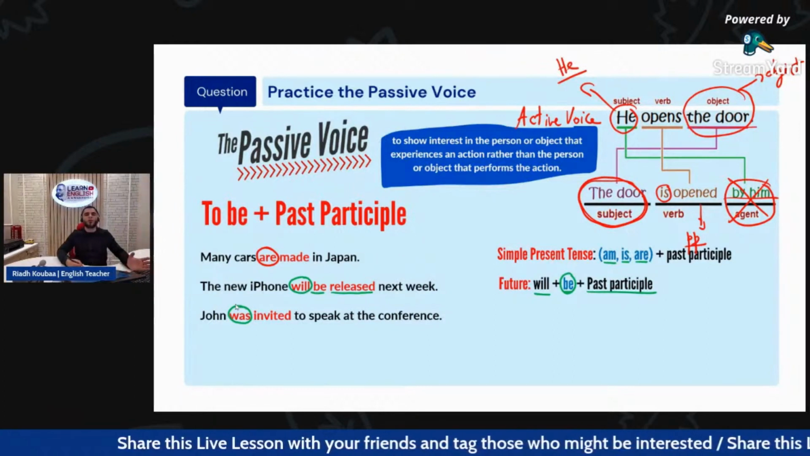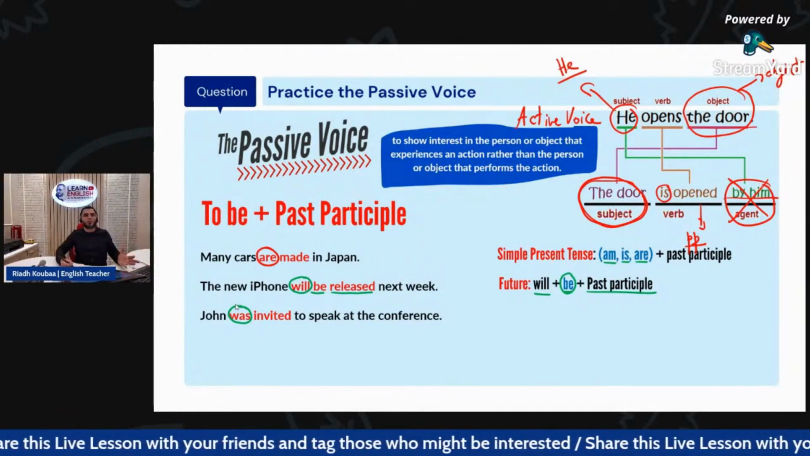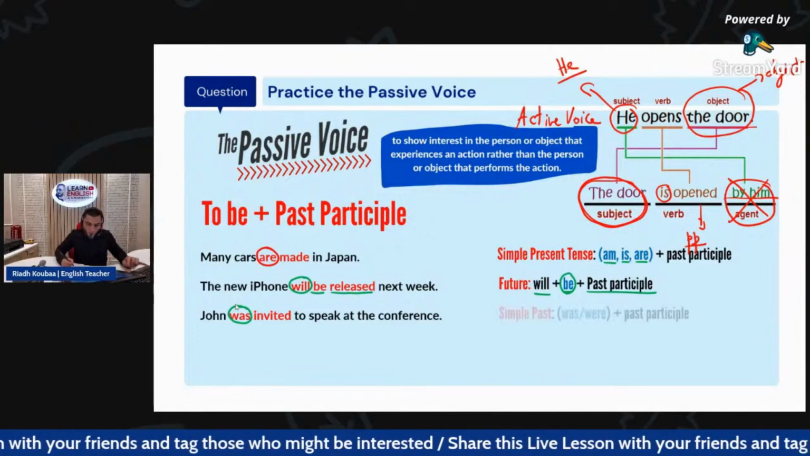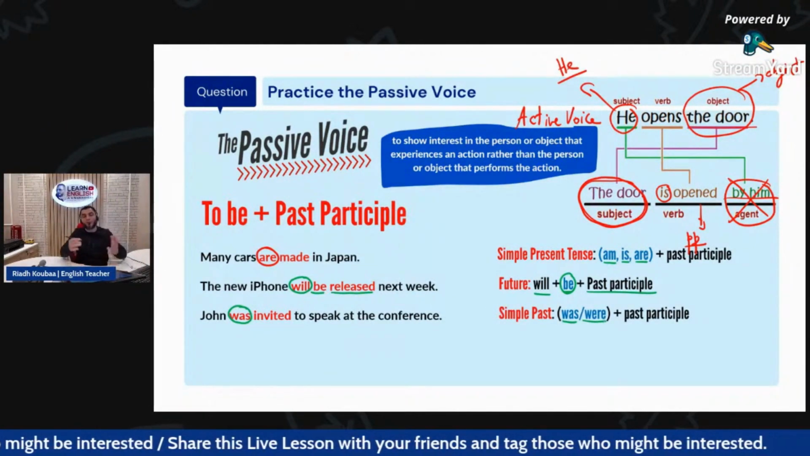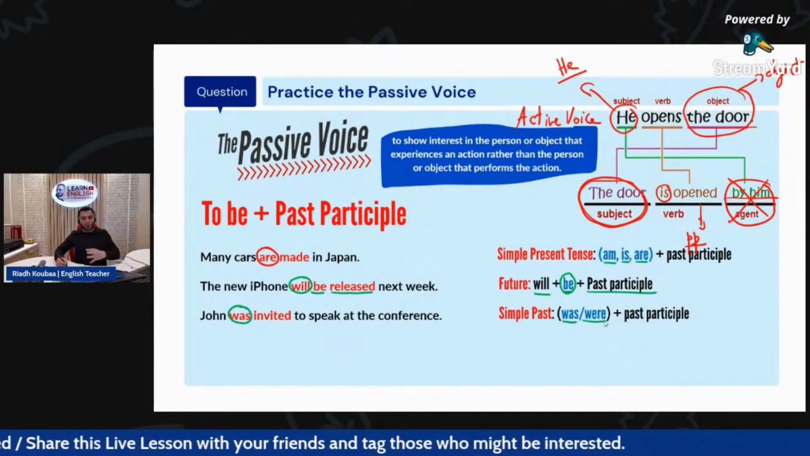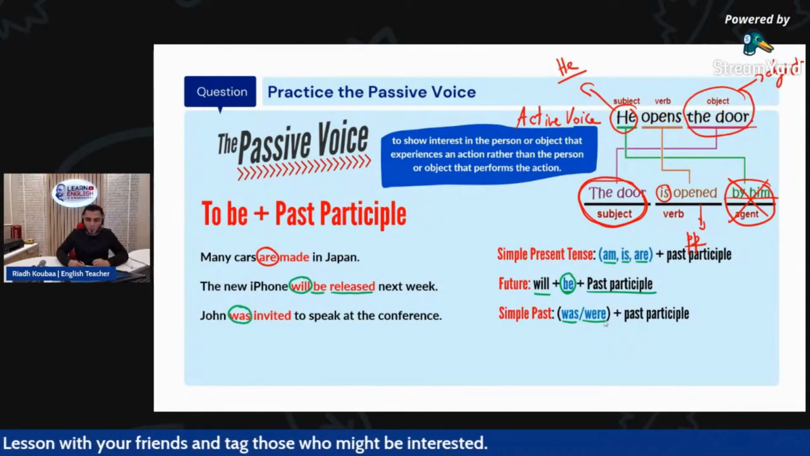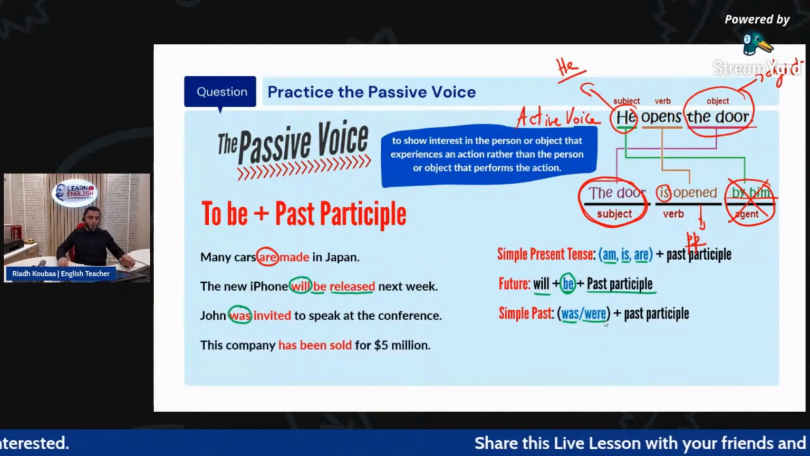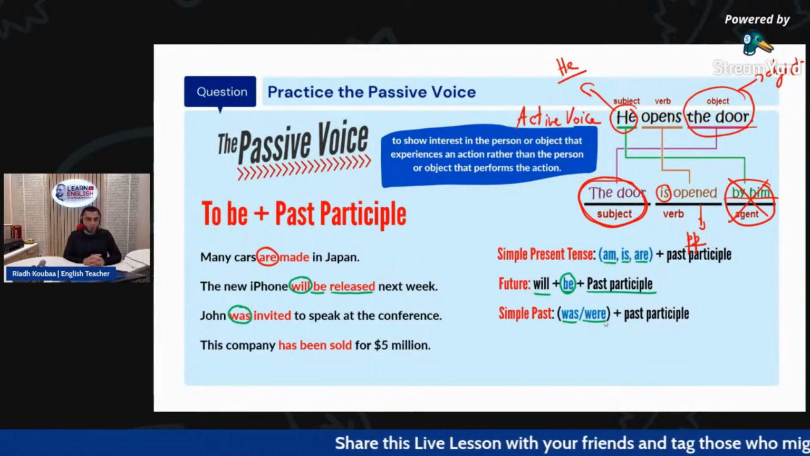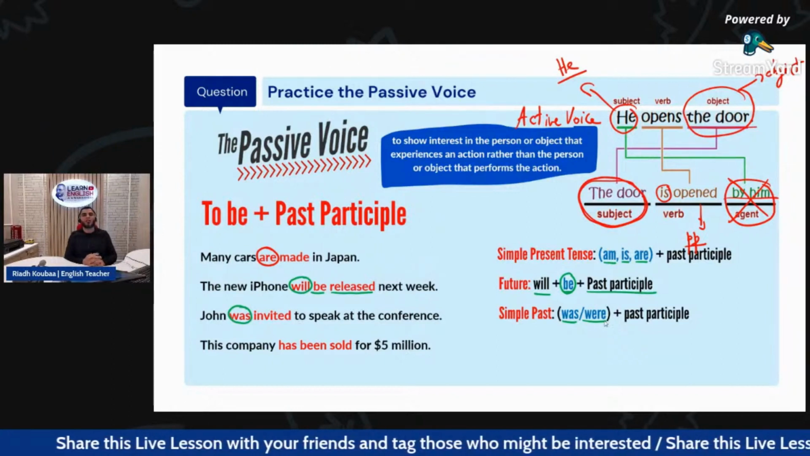So what is the rule of the passive voice form in the simple past? Of course it's going to be was or were. We pronounce it here were, not where, because where is the question word we use for a place. So was or were plus past participle. Moving on to this one. This company has been sold for $5 million.